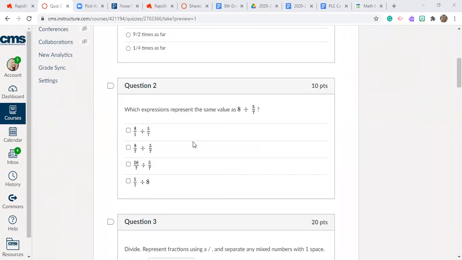Question number 2. Which expressions represent the same value as 8 divided by 5/7? Keep in mind, you may have more than one answer choice here. You're going to select all that are equivalent to 8 divided by 5/7. 8/1 divided by 5/7. 8/7 divided by 5/7. 56/7 divided by 5/7. And 5/7 divided by 8. Pause and do the work in your notebook.